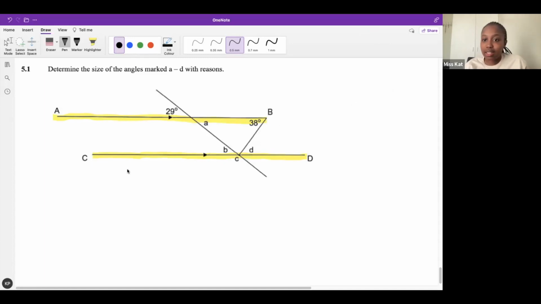D is 38. And what is my reason? Remember, it says with reasons. So D equals 38 degrees. Yes, Sia?